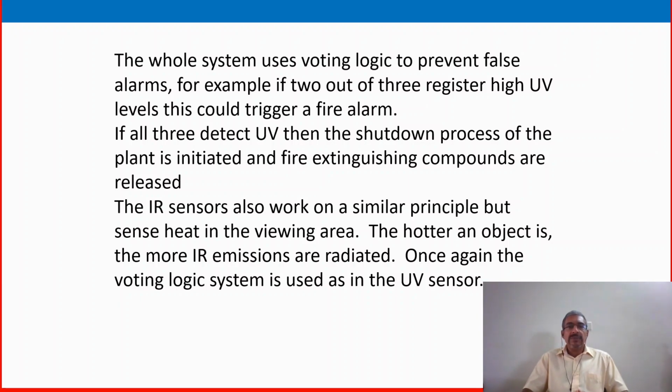To prevent false alarms, for example, if 2 out of 3 register high UV light levels, this could trigger a fire alarm. If all 3 detect UV, then the shutdown process of the plant is initiated and fire extinguishing components are released. The IR sensor also works on a similar principle, but senses the heat in that viewing area. See the difference between UV and IR: IR is infrared and UV is ultraviolet. The hotter an object is, the more IR emissions are radiated. Once again, the voting logic system is used as in the UV sensor.